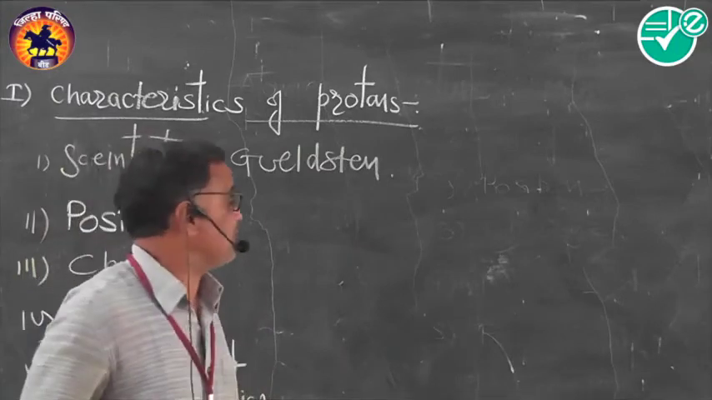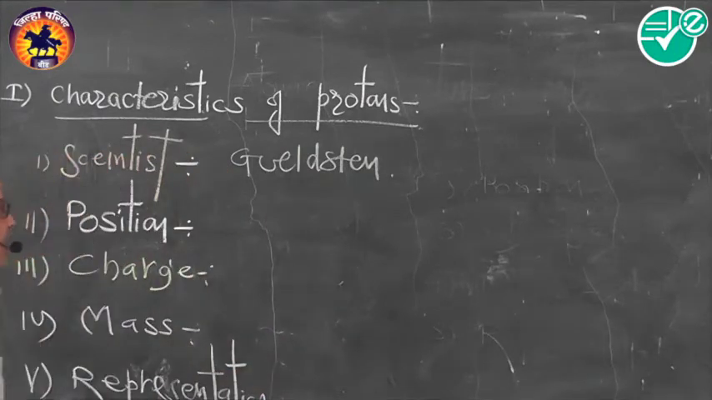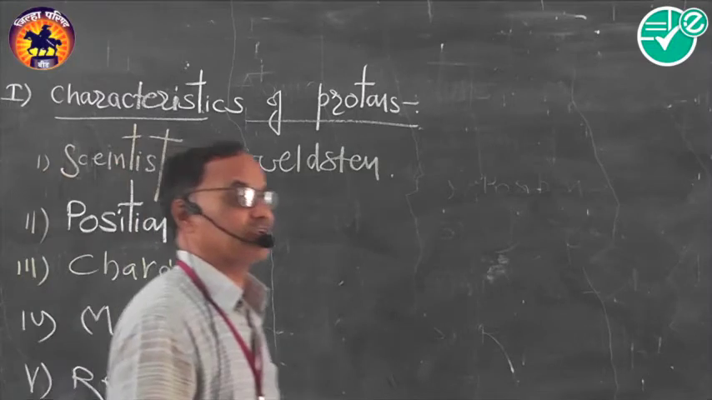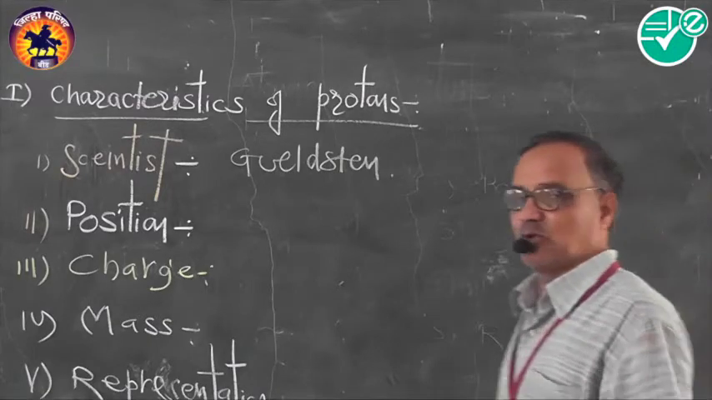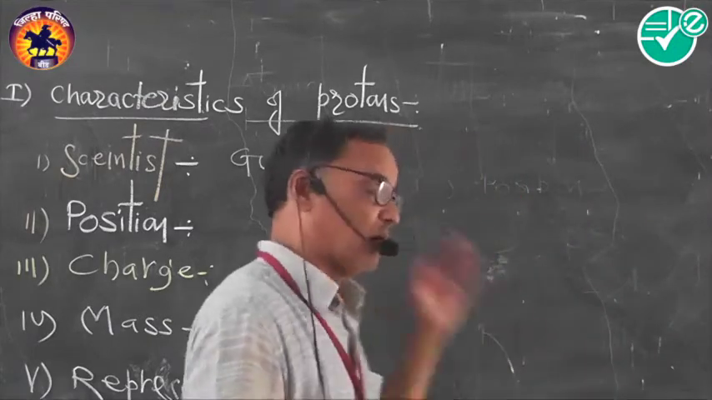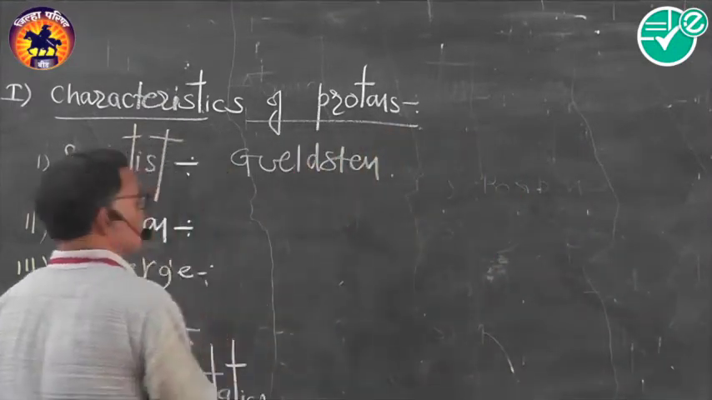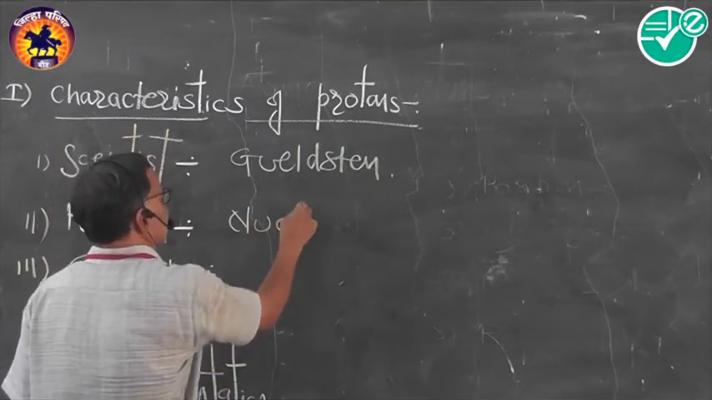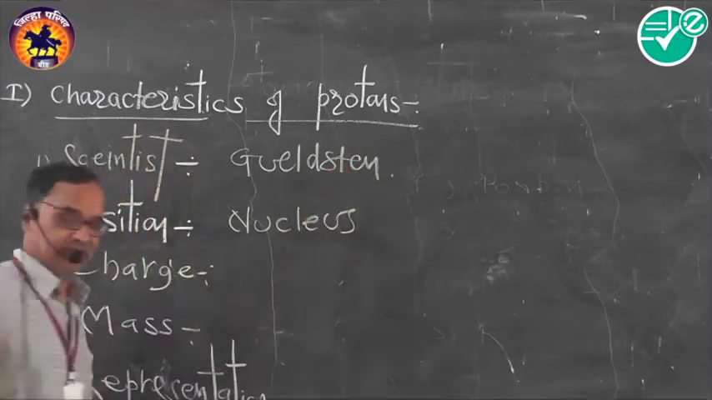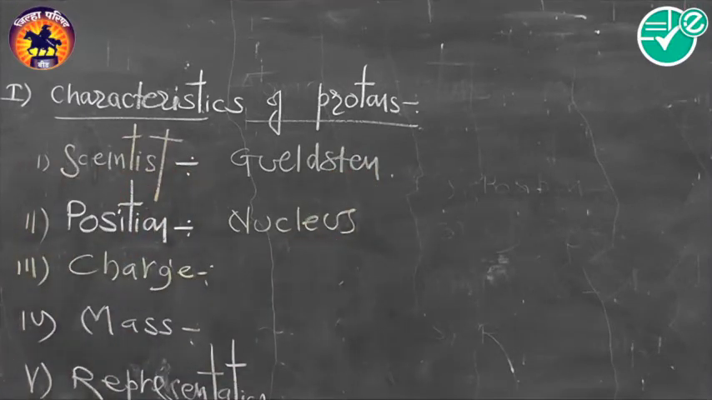Second, as we mentioned in the definitions of atomic number and atomic mass number, the total number of protons present in the nucleus of an atom is called the atomic number. So this definition shows that the position of the proton is in the nucleus of an atom. If the proton is present in the nucleus of an atom, the position of the proton is in the nucleus.